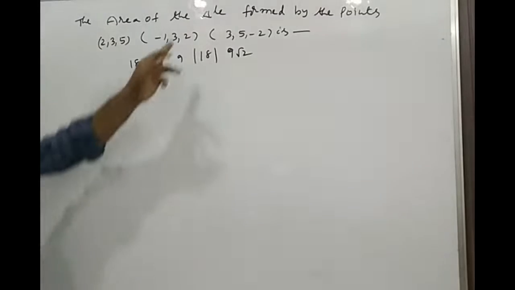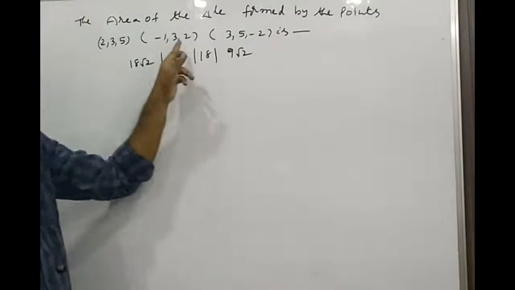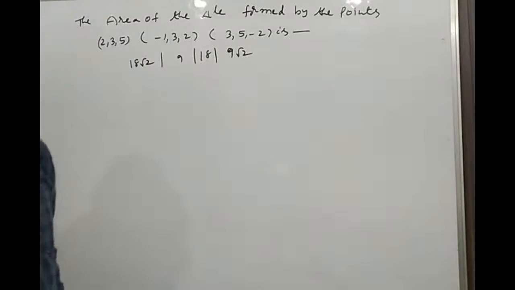Okay, friends. The area of the triangle formed by the points (2, 3, 5), (minus 1, 3, 2), (3, 5, minus 2) is.